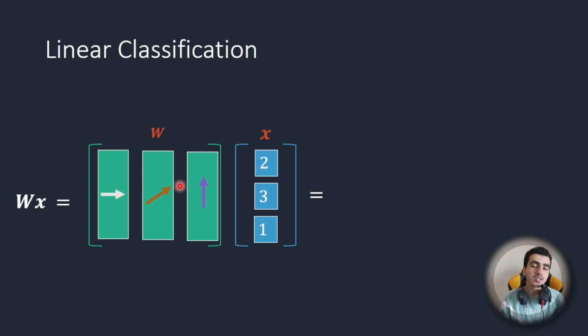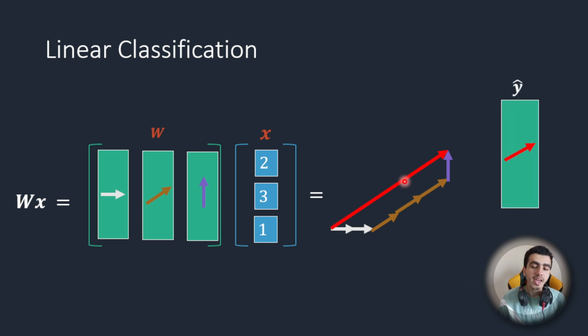So the model is transforming the input into another space, into another vector, and this vector exists within the column space of the weights of our model. So here, for example, if we take 2 steps in this direction, 3 steps in this direction, and a single step in that direction, the output will be a single vector. This single vector is the prediction, y hat, and this y hat exists inside the column space of our W.